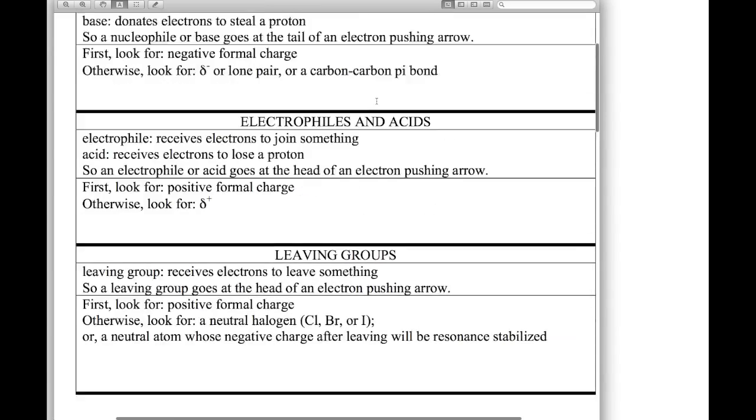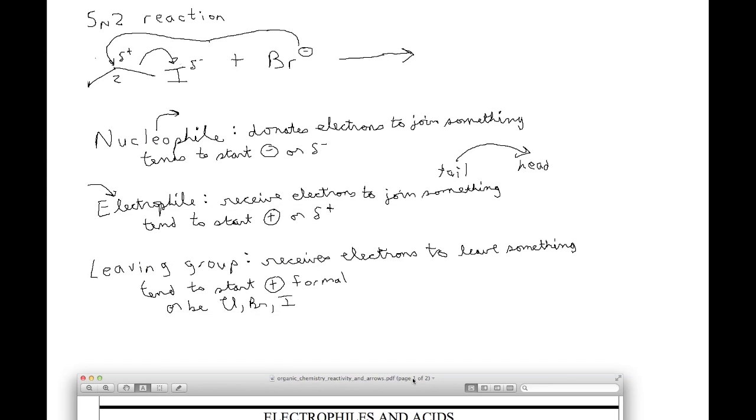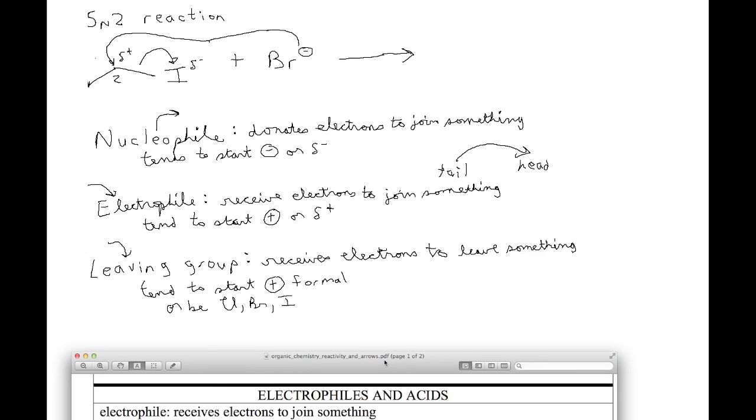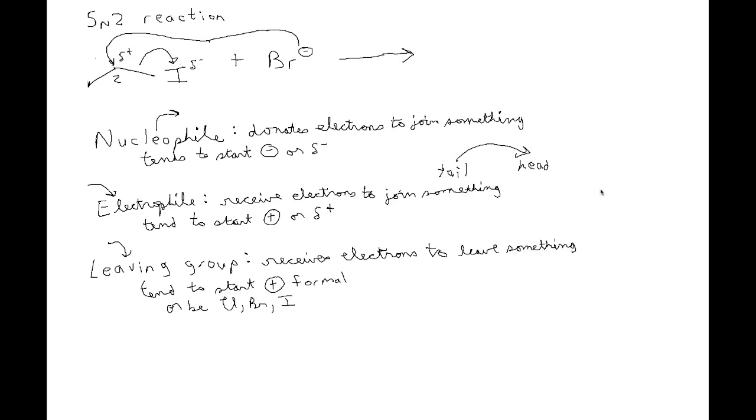So going back to the handout, a leaving group is something that receives electrons to leave something. So it goes at the head of the electron pushing arrow. I forgot to write that down, but you can see that from our picture. First, you would look for a positive formal charge, but if there's no positive formal charge, then you look for a halogen with zero formal charge, like chlorine, bromine, or iodine. So that just has to be memorized.